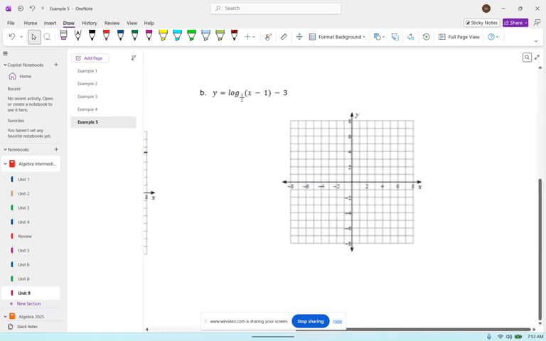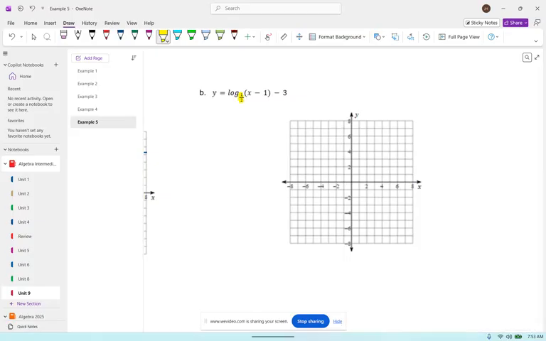So let's look at part B. The big difference on part B, look at that base. The base is 1/2, so we're going to see logarithmic decay. But same first steps. We'll set x minus 1 equal to 0. We'll add 1 to both sides. X equals 1. Okay, so let's go ahead and draw that vertical asymptote at x equals 1.